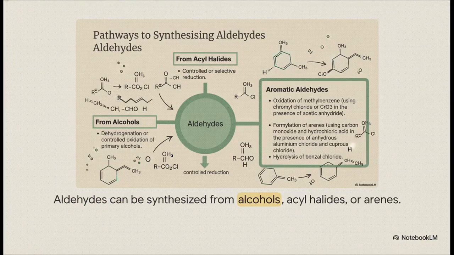Now for aldehydes specifically, chemists have a few favorite recipes. A really common one is to start with a primary alcohol, and that just means the alcohol group is hanging off the end of a carbon chain, and then you gently oxidize it. Another way is to carefully control a reaction with something called an acyl halide. And as you can see, there are even special methods just for making those ring-shaped aromatic aldehydes.